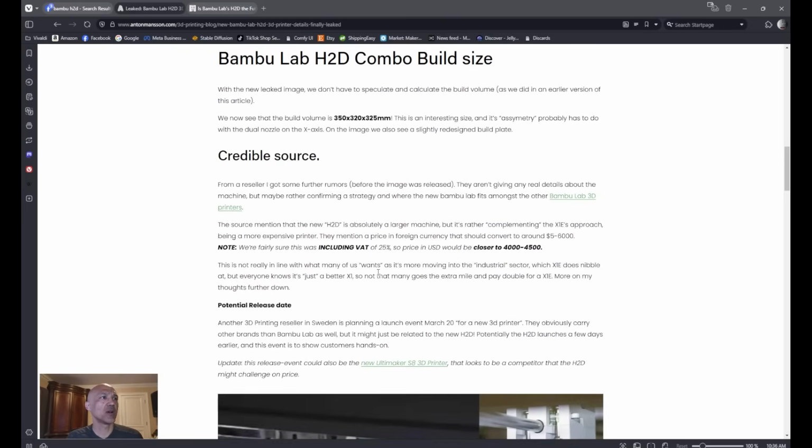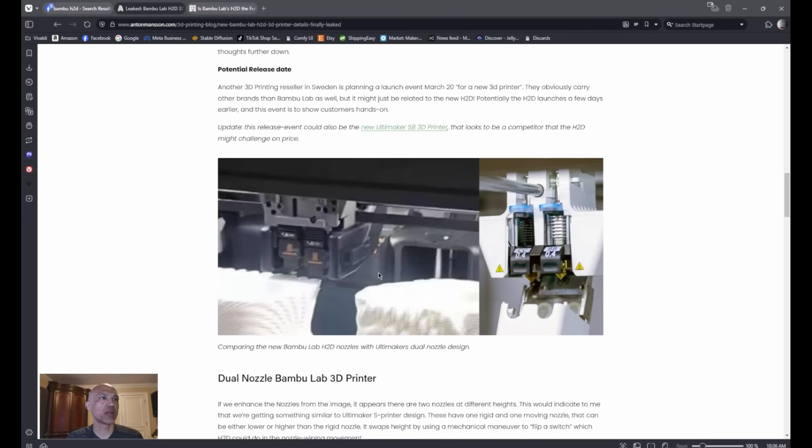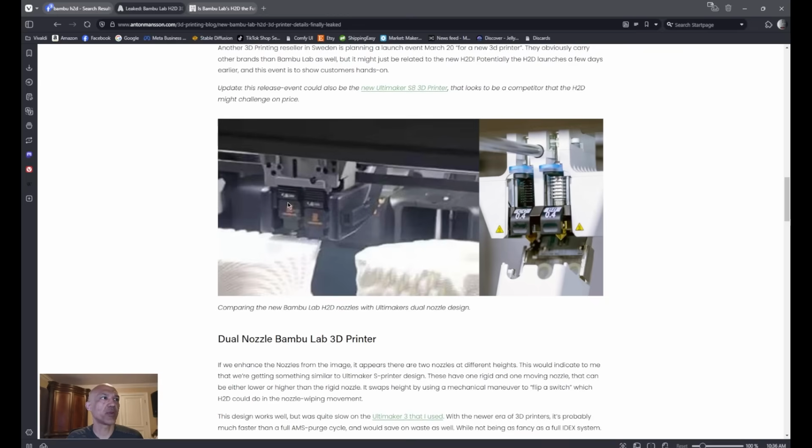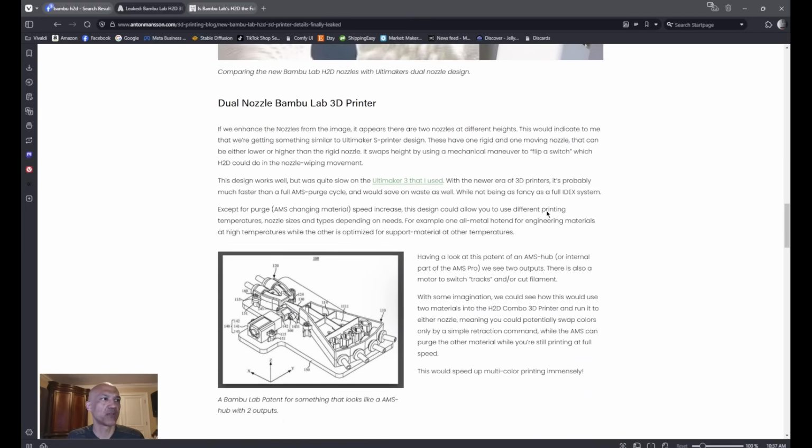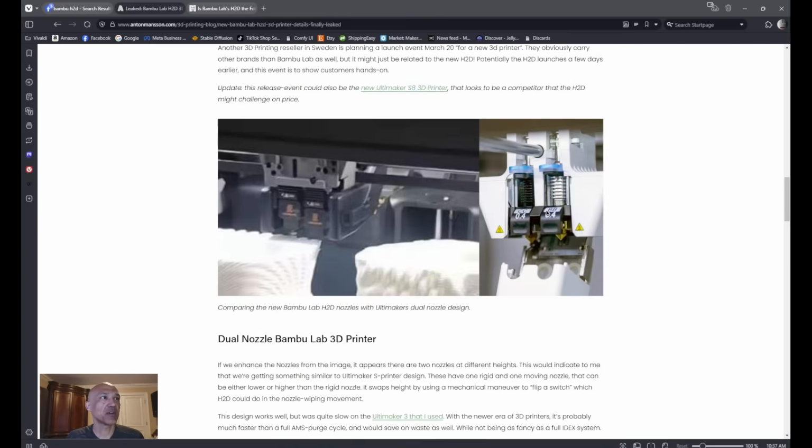So let's see. We'll talk about price here at the end. Here's a comparison, a little close-up shot of those tool heads, one being up, one being down, and they compare it to another printer here. Ultimaker apparently has a design that they've been doing something like this for a while. So now let's talk about the AMS.